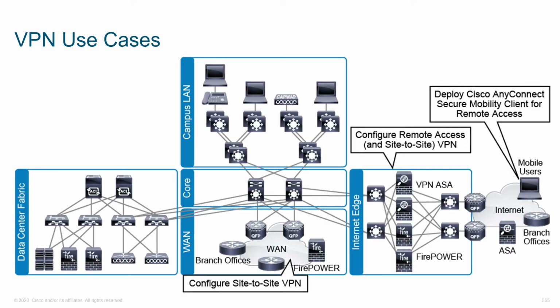There are various VPN use cases. Like I said, site-to-site is between branch offices, but we also could have connections going into things like a data center, going into services that may exist in the cloud, as well as supporting remote users out in the field when they connect into us using the Cisco AnyConnect client.